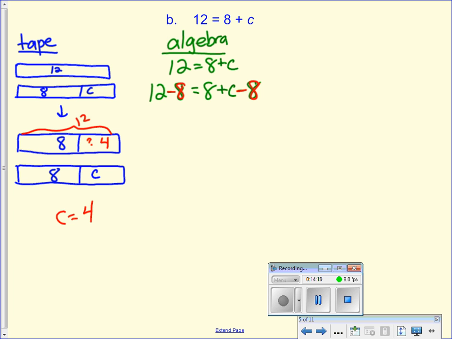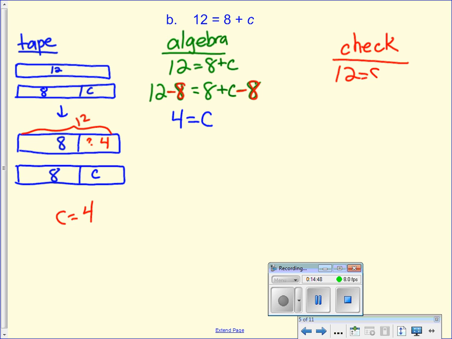So now I'm going to solve both sides of the equation. I'll work left to right. On the left side of the equal sign, 12 minus 8 is 4. 8 plus C minus 8 is C, so I got the same answer. Both methods gave me C equals 4, but I want to make sure that it's right. The directions told me that I need to do a check.